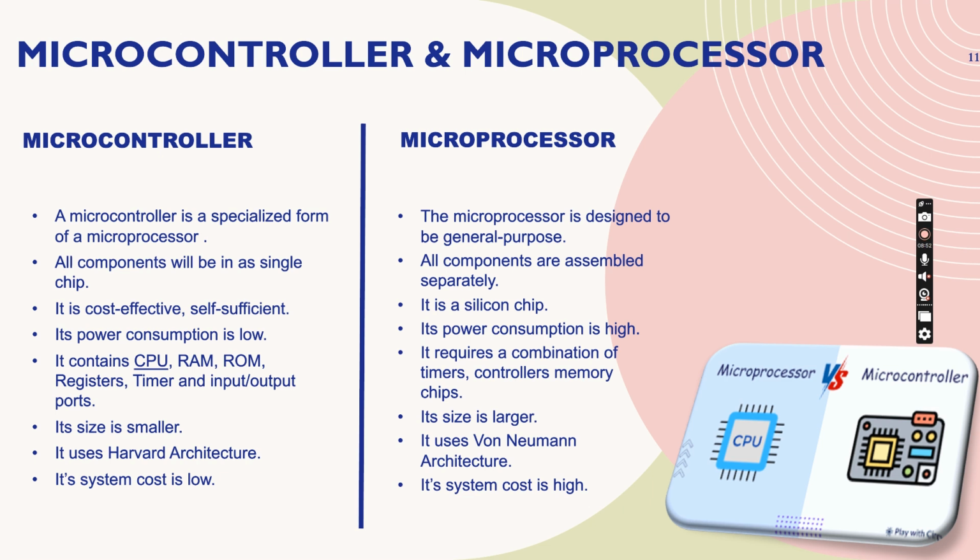Microcontroller size is smaller, and microprocessor size is larger. Microcontroller uses a hybrid architecture, and on the other side the microprocessor uses a von Neumann architecture. Microcontroller system cost is low, and microprocessor system cost is high. So here is a basic difference between microprocessor and microcontroller.